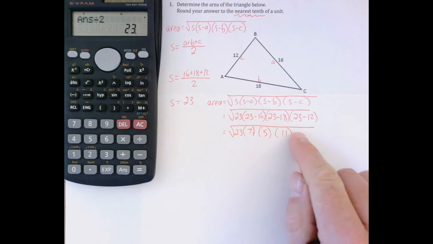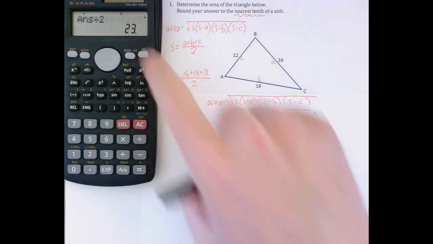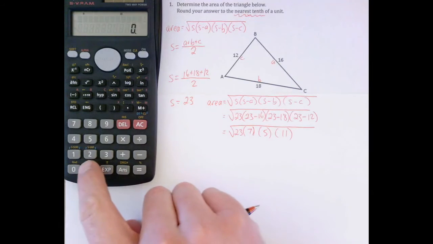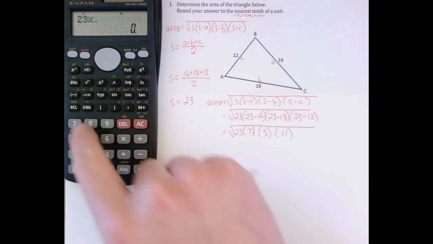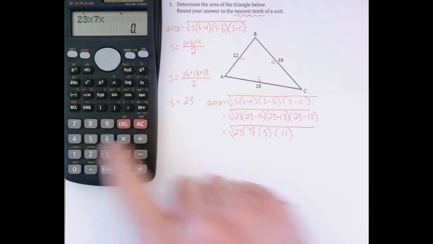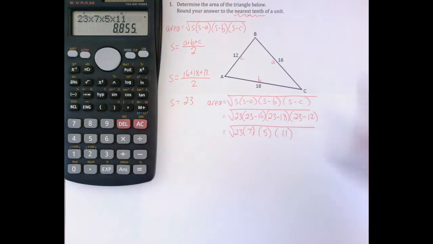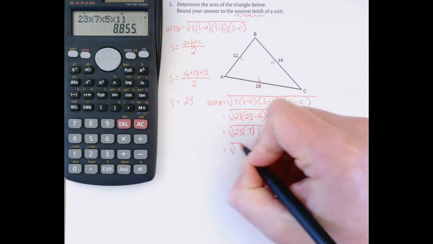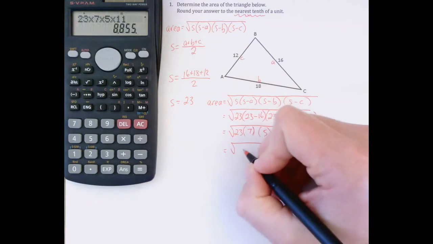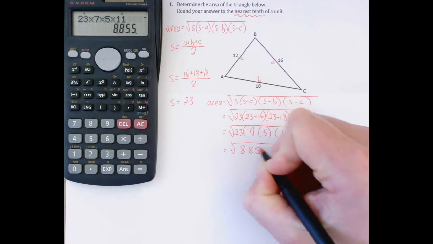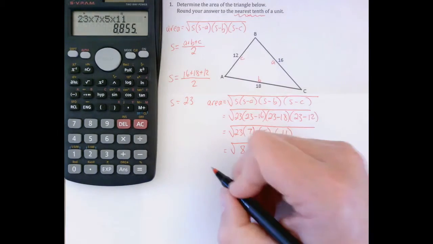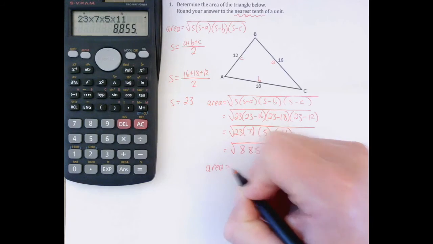Now I've got four multiplications. I've got the number out front and the three numbers in the brackets. They can be done all at the same time. So here I've got 23 times 7 times 5 times 11. And that gives me, I haven't done the square root yet, so I keep rewriting that, 8,855. And the area is going to be the square root of that number.